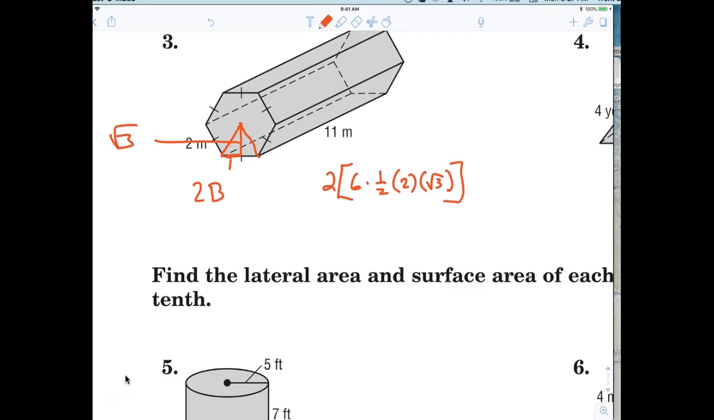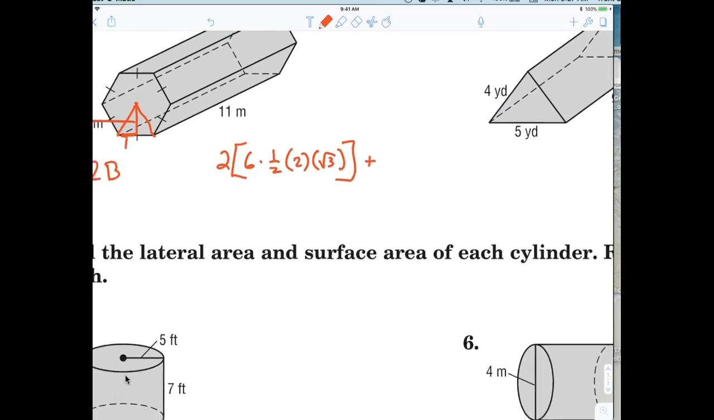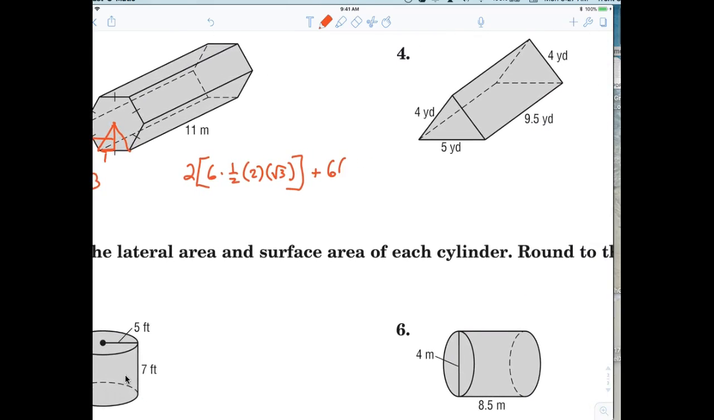Now, again, it's going to have to be a regular hexagon. If it's not regular, then all of the walls could be different. So in this case, because it's regular, we know that it would be plus the perimeter. And the perimeter in this case would just be 6 times 2 times the height, which is 11. So as you work this thing through, you should be able to see that it is 12 radical 3 plus 132 square meters.